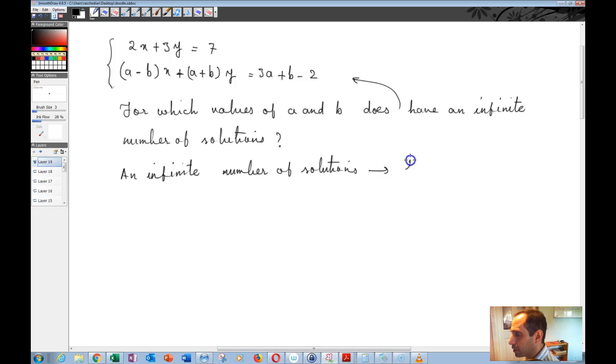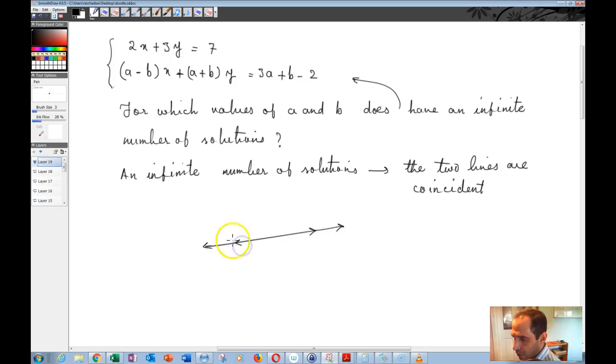What that means is that the two lines are coincident. Meaning that you have basically this line over here and the other line is exactly the same line. And in this case, what happens is that you have basically A1 to A2 is equal to B1 to B2 is equal to C1 to C2. That's basically the condition when this happens.